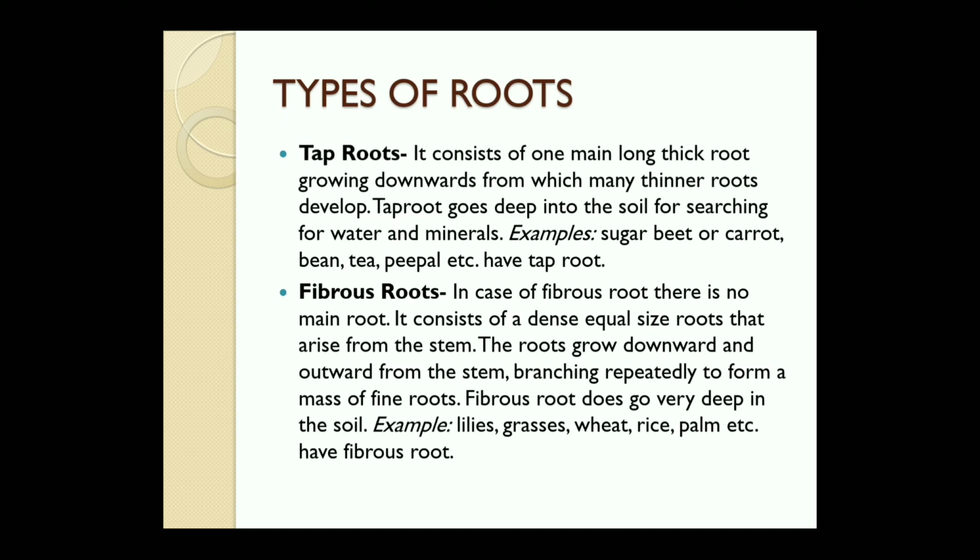Fibrous roots. In case of fibrous root, there is no main root. It consists of dense, equal size roots that arise from the stem. The roots grow downward and outward from the stem, branching repeatedly to form a mass of fine roots. Fibrous roots do not go very deep in the soil. Examples: grasses, wheat, rice, palm, etc. have fibrous roots.